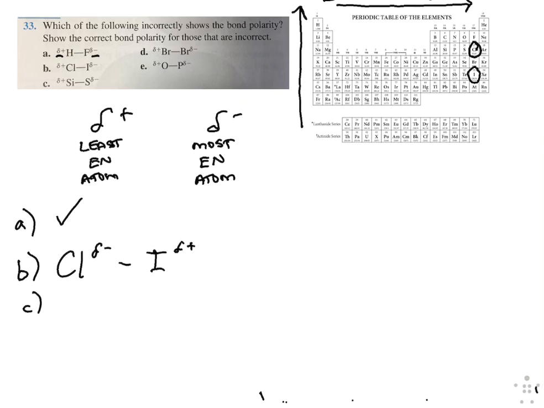For C, we're choosing between silicon and sulfur. They said that the silicon is delta positive, which is right here, and the sulfur they gave is the delta negative. And if you look at the periodic trend, that fits. The electronegative element here should be sulfur, and the less is silicon.